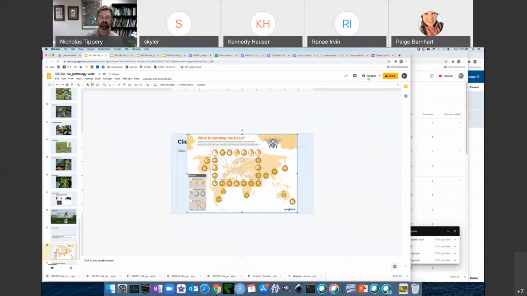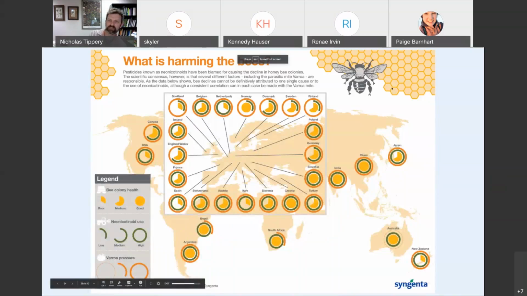There we go. Trying to suggest that it's not just, it's also the presence of these mites. So here, the parasitic mite varroa. And they have these circle diagrams of how healthy the colonies of bees are, and then that relative to the local use of neonicotinoid pesticides, as well as the abundance of these mites. And a lot of times they kind of go together.